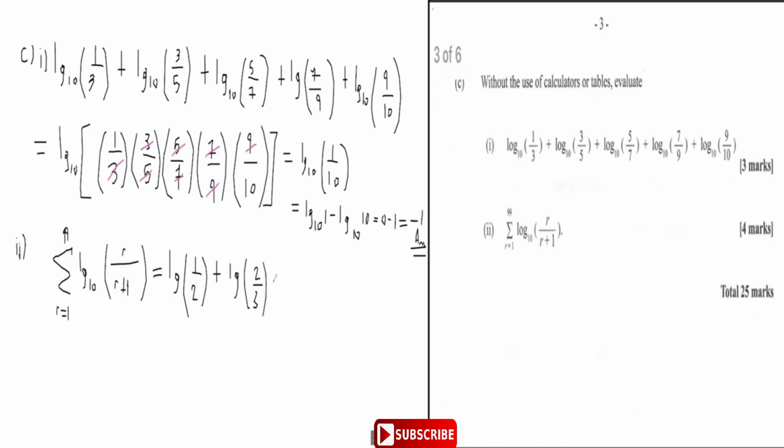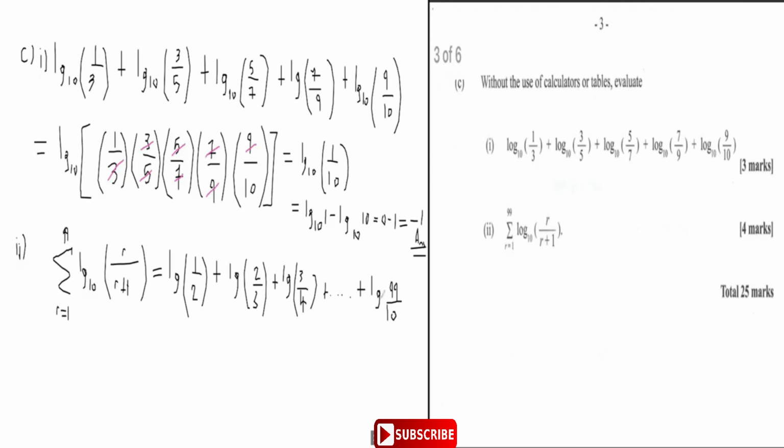You're going to get 4 over 5, 5 over 6, 6 over 7, all the way down and down. And so I'm going to stop right here. I'm just going to put some dots to represent what we would get. All the way down to the last term, I will get the log of, when r is 99, 99 over 100.